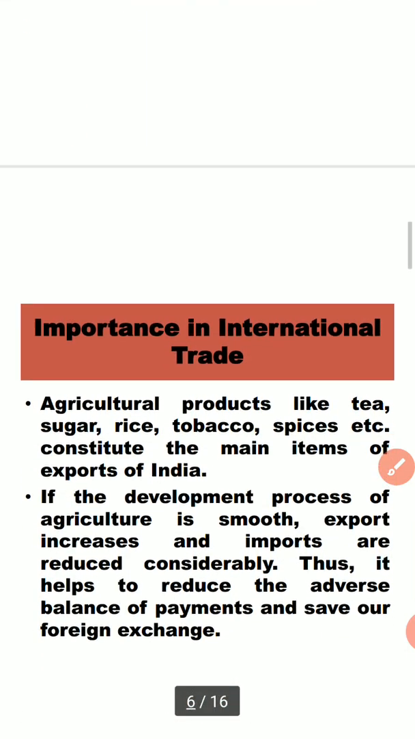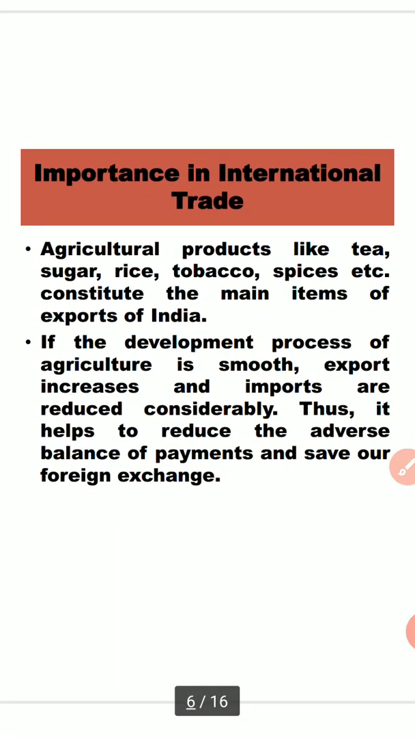The next point is importance in international trade. Agriculture sector plays a very important role in India in international trade. In fact, India is mainly an agriculture exporting country. The main products of export are tea, sugar, rice, tobacco, spices, which are exported to other countries all over the world. If the development process of agriculture is smooth and running well, the exports increase and imports are reduced considerably.